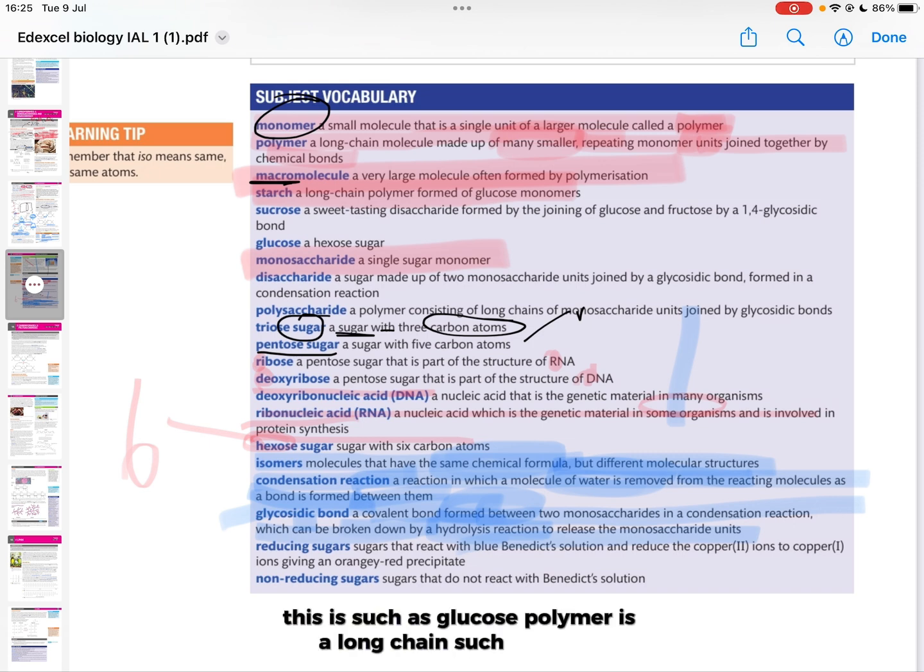Polymer is a long chain such as starch, and it's made up of many smaller molecules, repeating monomer units joined together by chemical bonds. Macromolecule, a very large molecule. Micro, very small. Starch, a long chain polymer. Sucrose, a sweet tasting disaccharide formed by the joining of glucose and fructose by a 1,4 glycosidic bond.